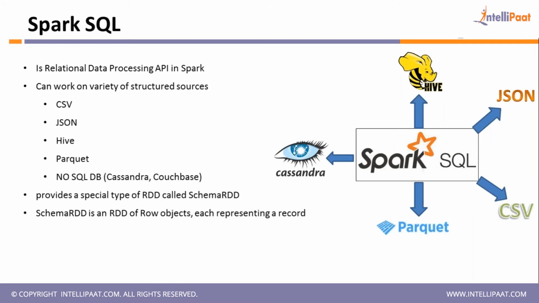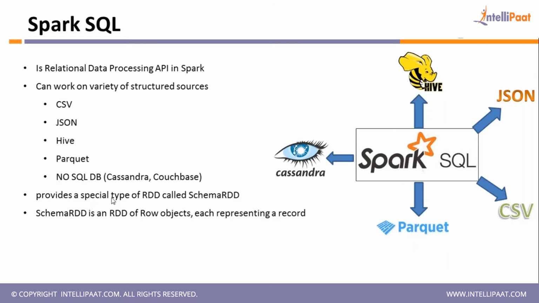Now let me talk about Spark SQL. What is Spark SQL? It's a Spark stack component meant for processing data coming from structured sources. It is a relational data processing API in Spark, right? It can work on a variety of sources, data coming from heterogeneous sources like CSV files and JSON files. It gives you wonderful integration with Hive also. You can also process Parquet files and data coming from NoSQL databases like Cassandra, Couchbase, etc.